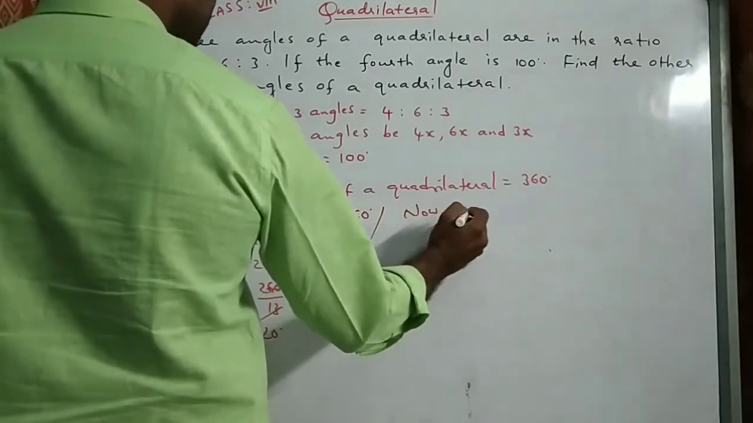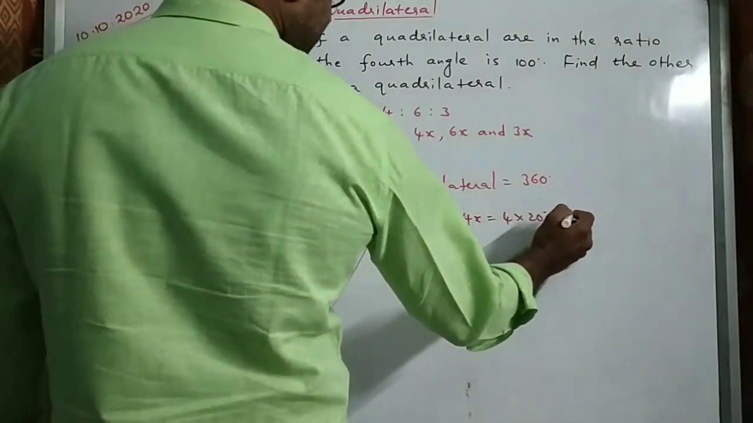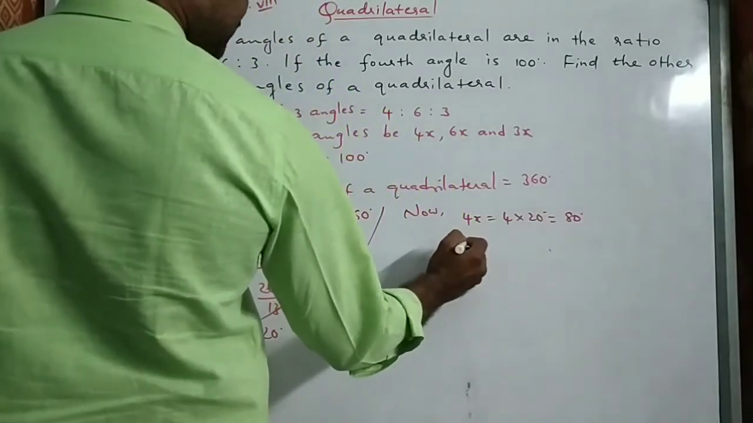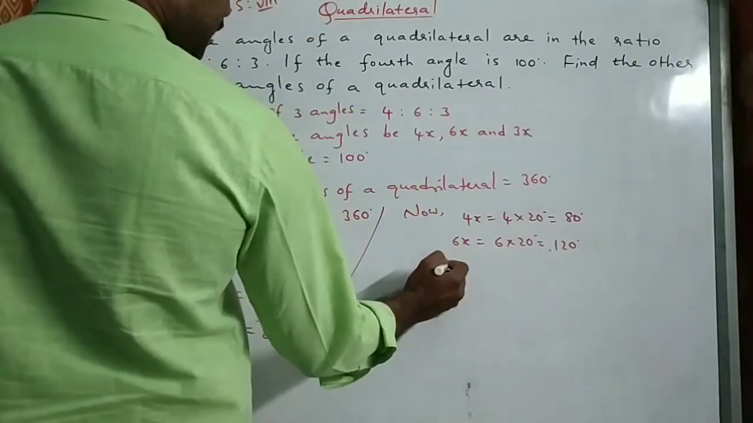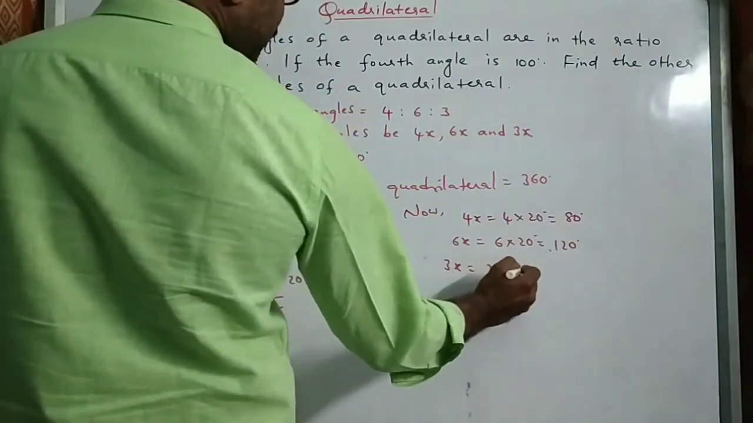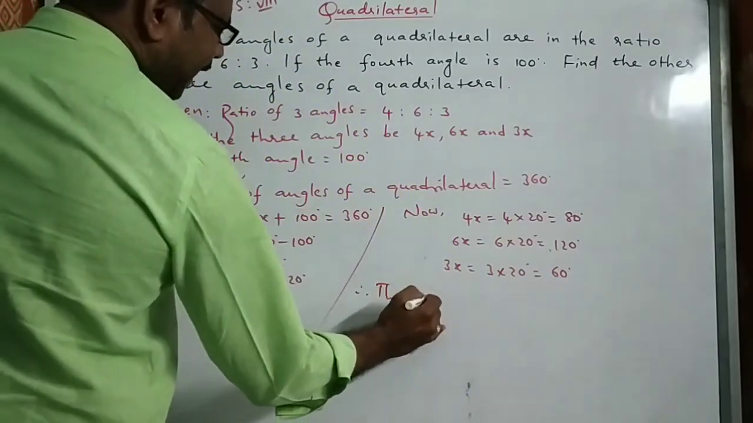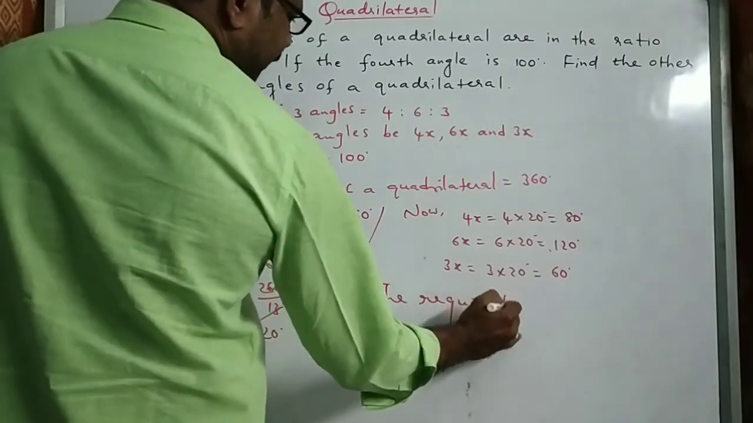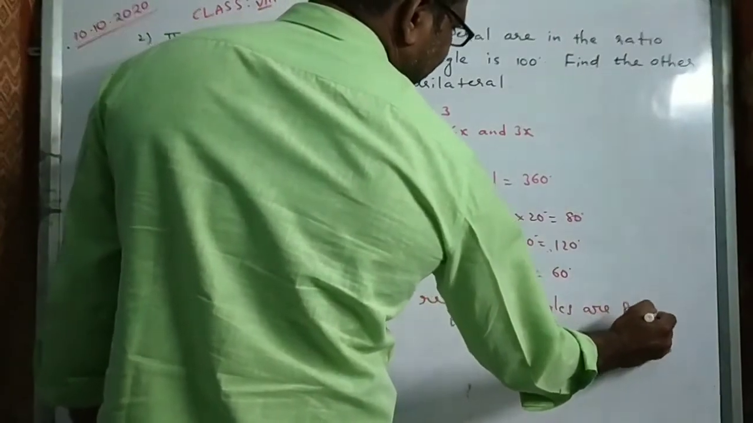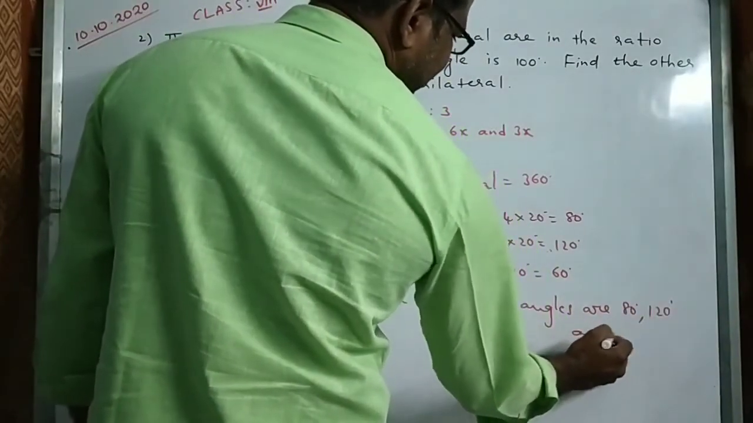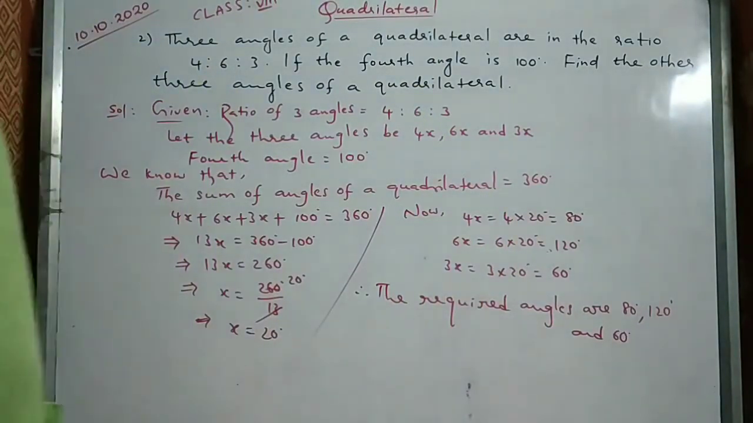So what are the angles? Now what should you do? 4x first, 4 into 20, that is 80. 6x, 6 into 20, 120. Next 3x, 3 into 20, how much? 60. Therefore, the required angles are 80, 120 and 60. That is the end of solution. Okay?